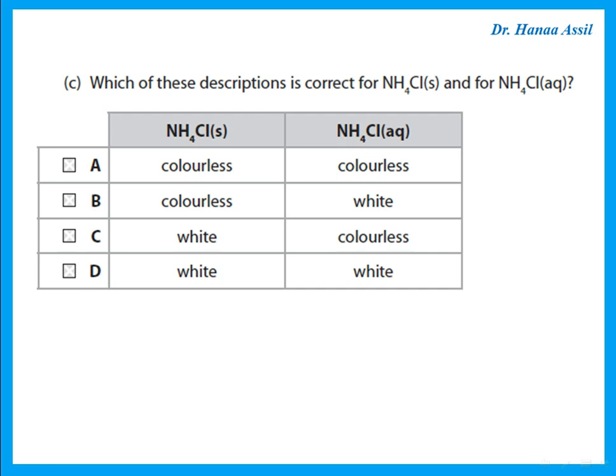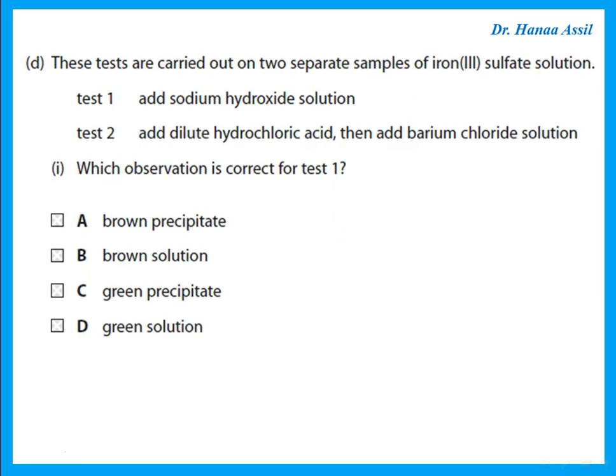Which of these descriptions is correct for ammonium chloride solid, ammonium chloride aqueous? Remember that in both cases, I don't have a transition metal. If I don't have a transition metal, then there is no color. And that means if it is a solid, I say it is white. And if it is a solution, I say it is colorless. We don't refer to it as transparent or white. If it's a solution, it's colorless.